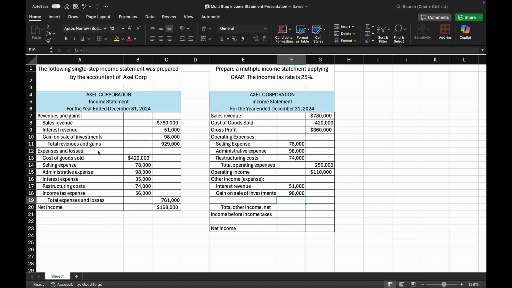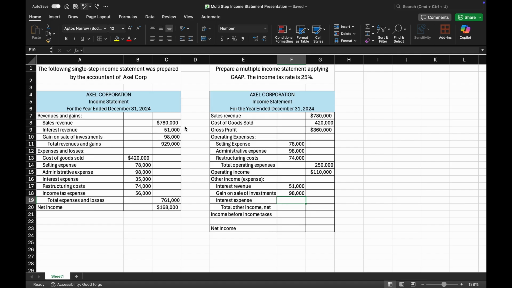Now we need to do the non-operating expenses and losses. The first account that we see that we have not already touched upon is the interest expense. And as we can see, it has an account balance of $35,000, so let's transfer that account over. So interest expense, and then let's move the $35,000 over.